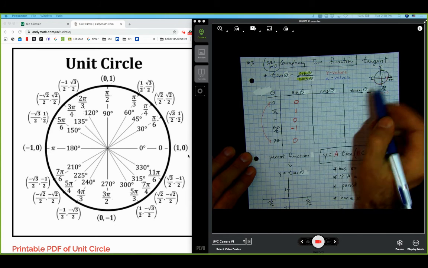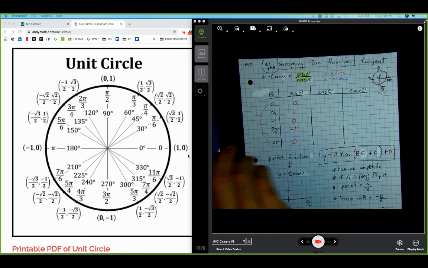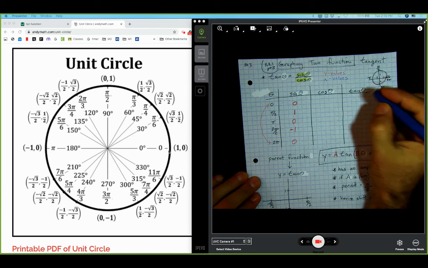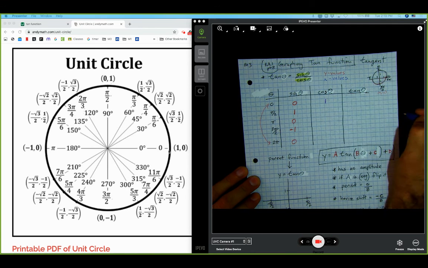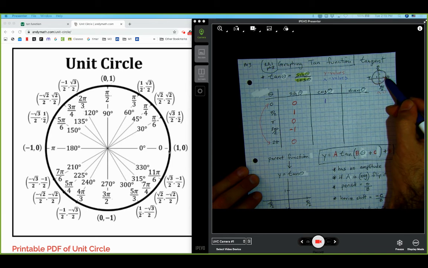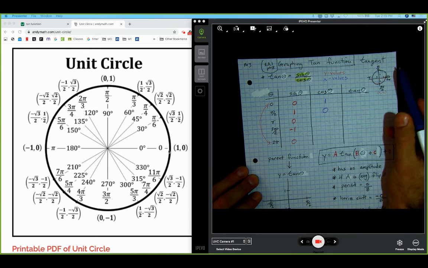All right, let's do it for cosine a little quicker this time. We could just look at the unit circle. Looking at the unit circle over here, looking for the x values as we go around, because we're assessing cosine. When we're right here at 0, we're at 1 for x. At 0 radians, the x value is 1. At pi over 2 radians, the x value is 0.